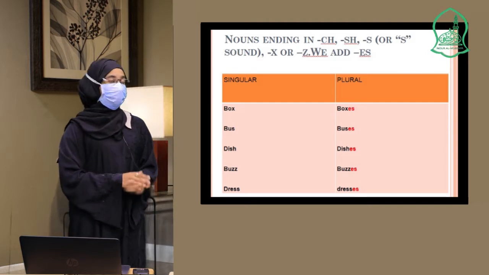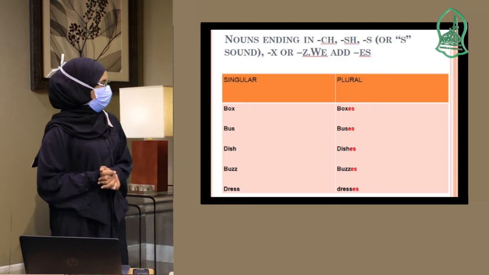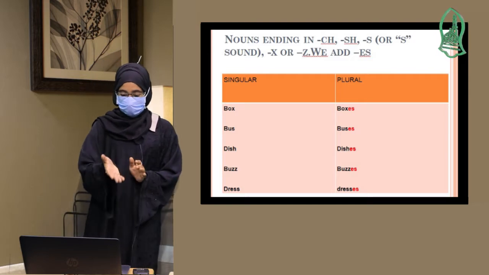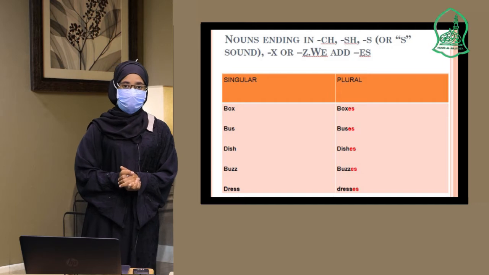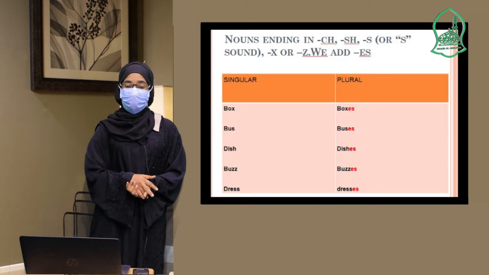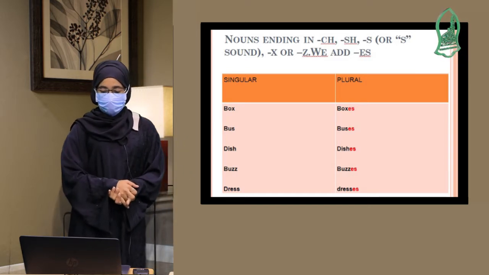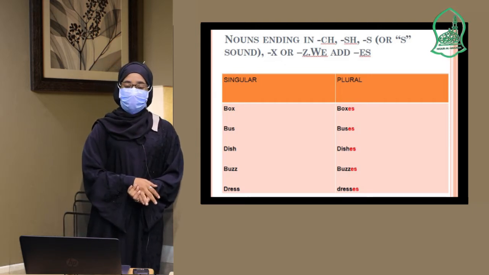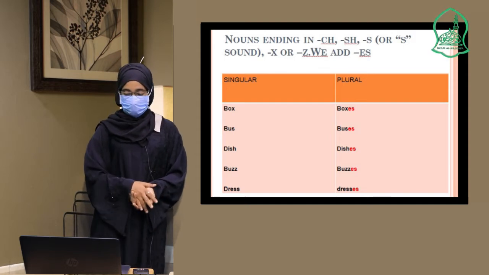We have the word bus. Bus ending with s. So we have said that if it is ending with s, we have to add es to make it a plural. We have the word dish. Dish ending with sh. Because it is ending with sh, we also have to add es, which is dishes. We have the word buzz. Buzz ending with z. The word ending with z, we are adding es to make it a plural. So it is buzzes.